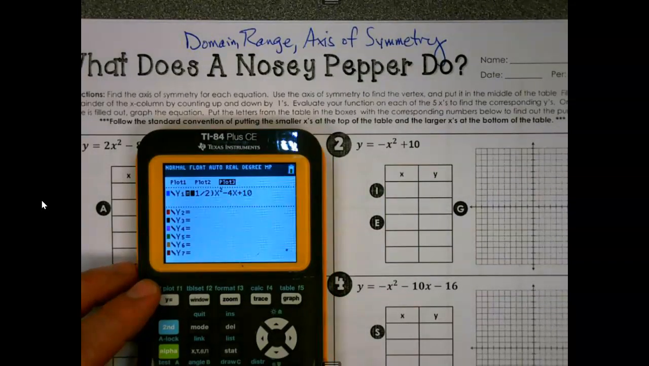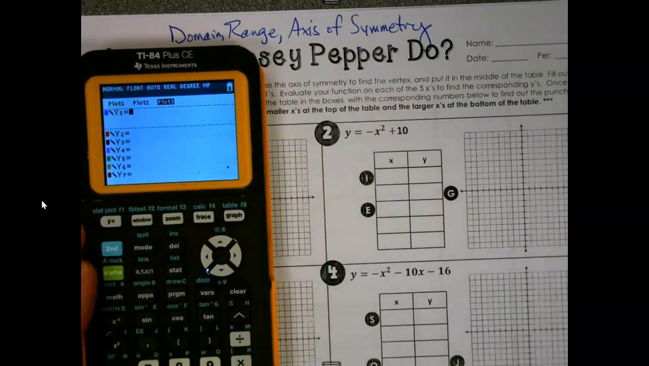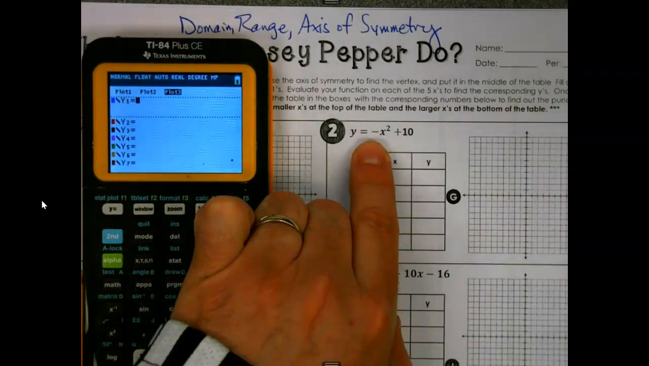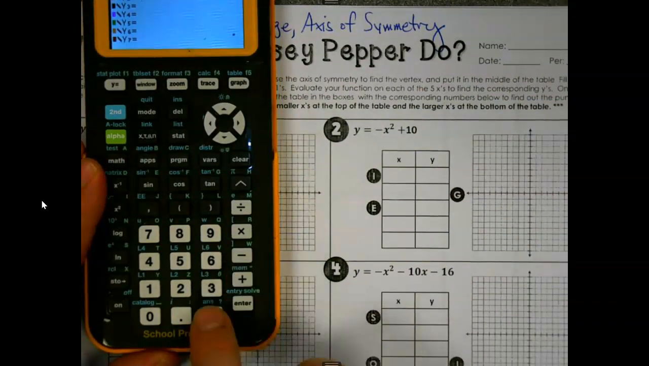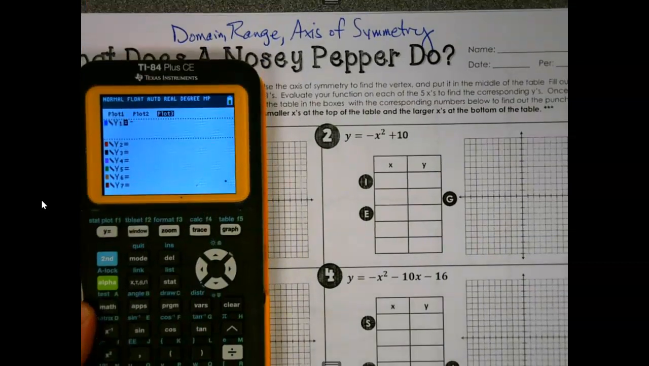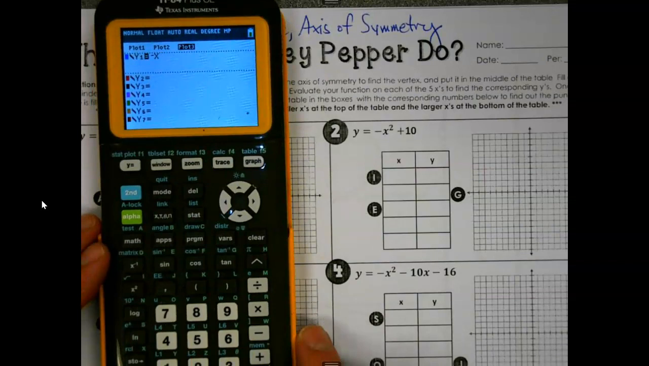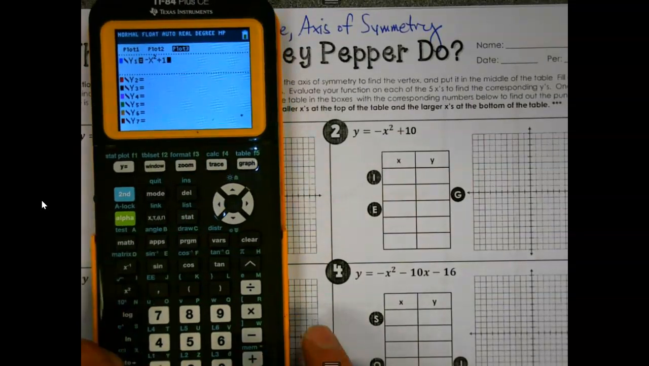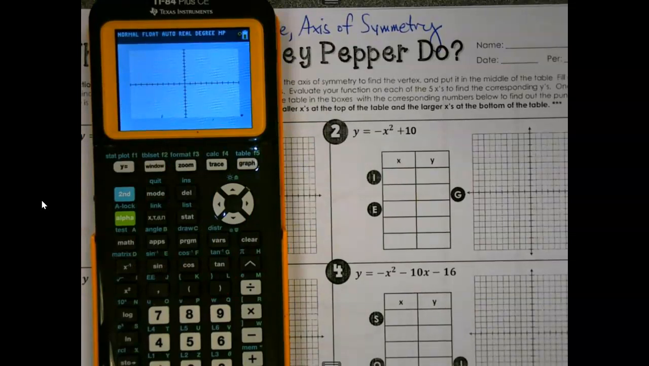So we're going to do y equals, and we're going to clear. Since it's in the front, this is negative, so we're going to do this one instead of this one. Otherwise, you'll get an error message. There's my x. There's my squared. Plus 10. Okay, so let's see what this looks like first. We'll kind of go from there.